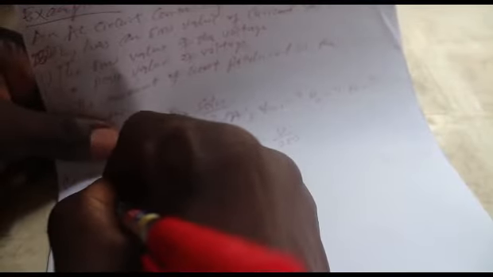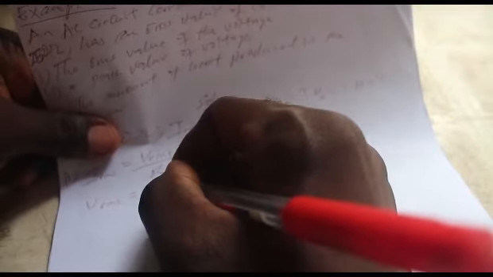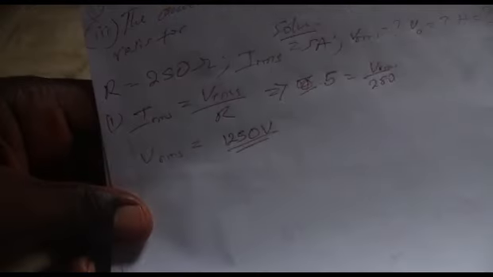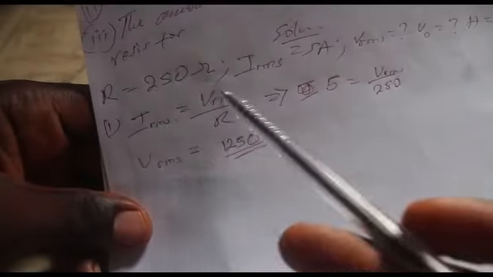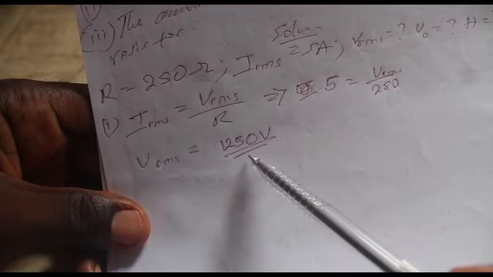Okay, if you multiply this by this, 5 times 0 is 0. 5 times 5, 25. 5 times 2, 10, plus 2, 1250 volts. So this is the RMS value of the voltage. When you apply this, you're going to get this as your answer.